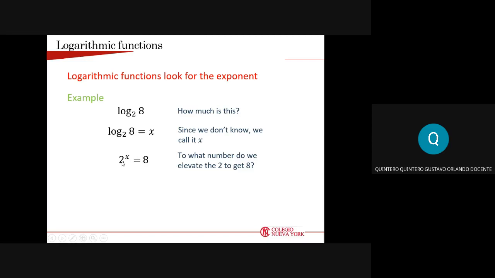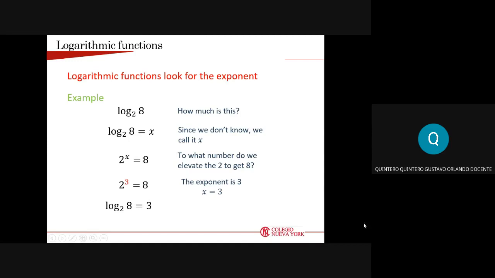2 elevated to what gives me 8? 2 to the 1 will be 2, so x is not 1. 2 to the 2 is 4, so x is not 2. 2 to the 3 is 2 times 2 times 2, that is 8. 2 elevated to the third power equals 8. So the exponent is 3. x has to be 3. That is what we were looking for, right?